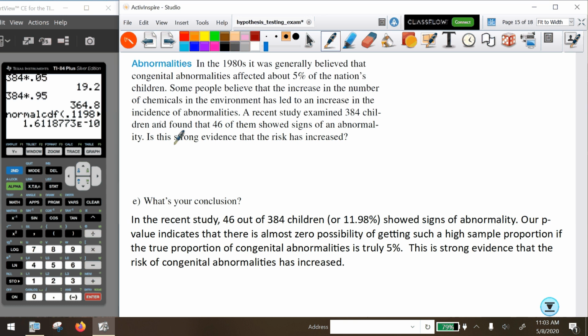What is your conclusion? In the recent study, 46 out of 384 children, or 11.98%, showed signs of abnormality. Our p-value indicates that there is almost zero possibility of getting such a high sample proportion if the true proportion of congenital abnormalities is truly 5%. This is strong evidence that the risk of congenital abnormalities has increased from 5%.